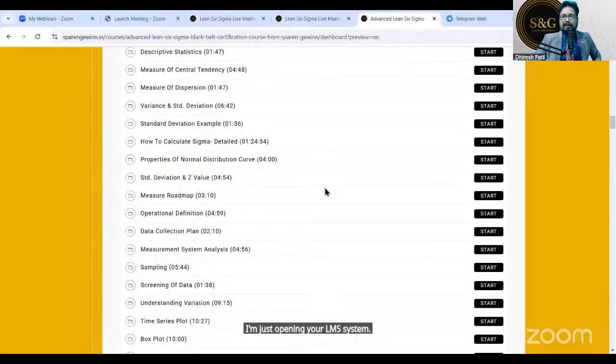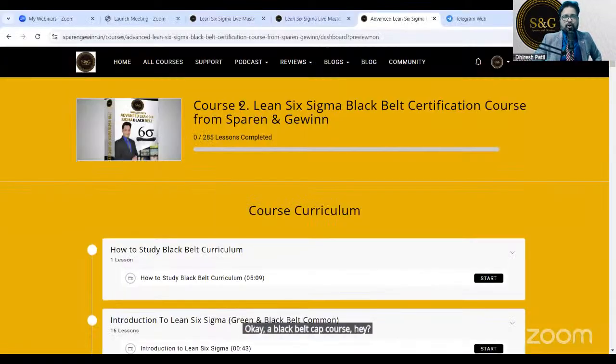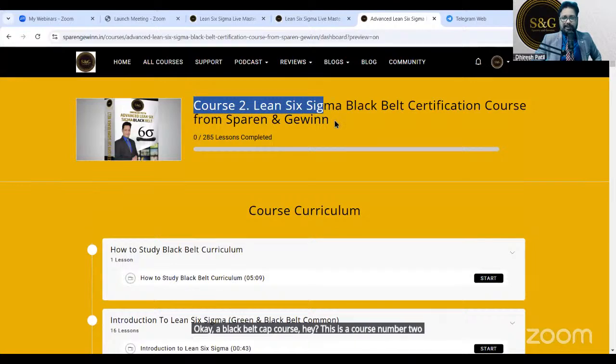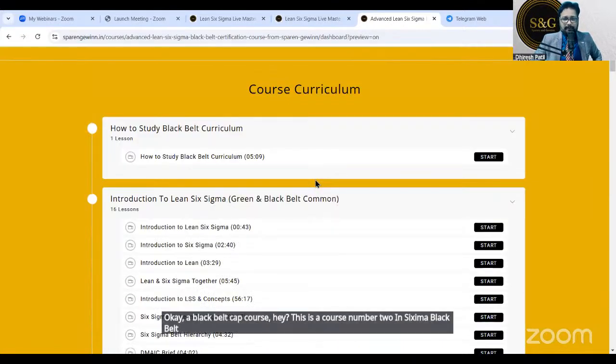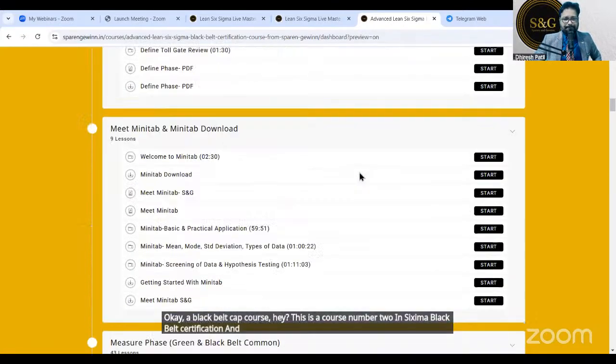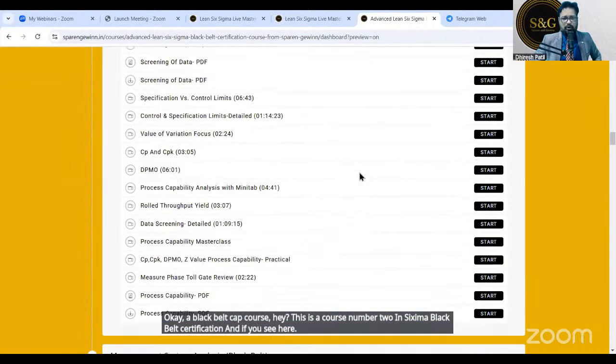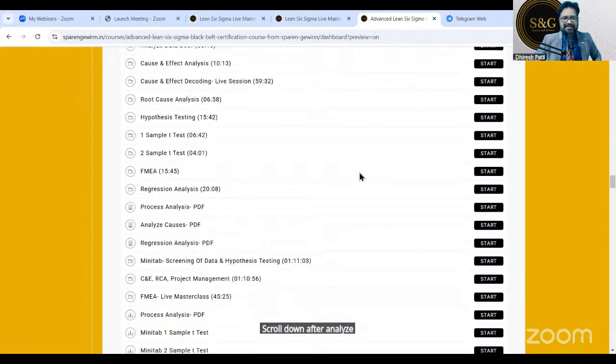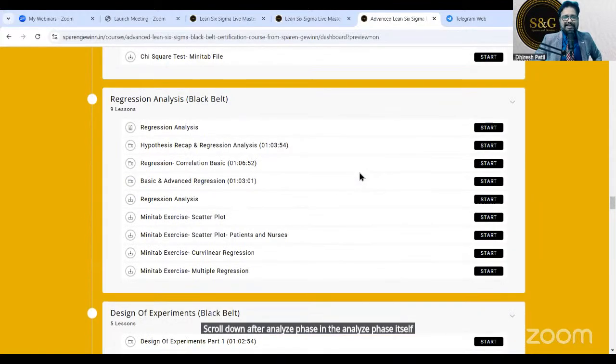Okay, ये Black Belt का आपका course है. This is your course number 2 in Six Sigma Black Belt certification. And if you see here, scroll down after analyze phase. In the analyze phase itself, there is something called design of experiments.